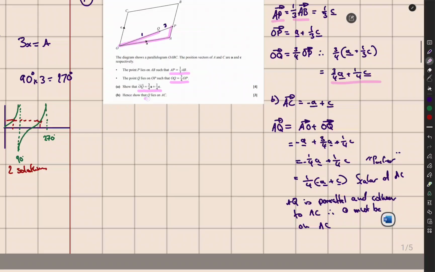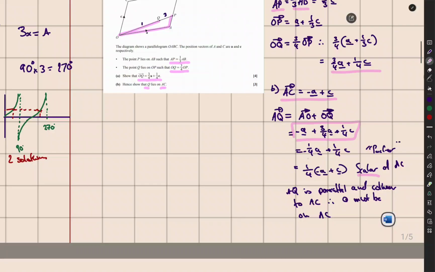If you want to show that Q lies on AC, it's very easy. If you show that they're parallel and you show that it's a scalar multiple of a particular vector, and you also show that it starts at some point, it's quite easy to show that a particular point is on a line. So here, I know that AC is minus A plus C, or C minus A, and AQ is AO plus OQ. Therefore, I can add these together and I get this sum here.